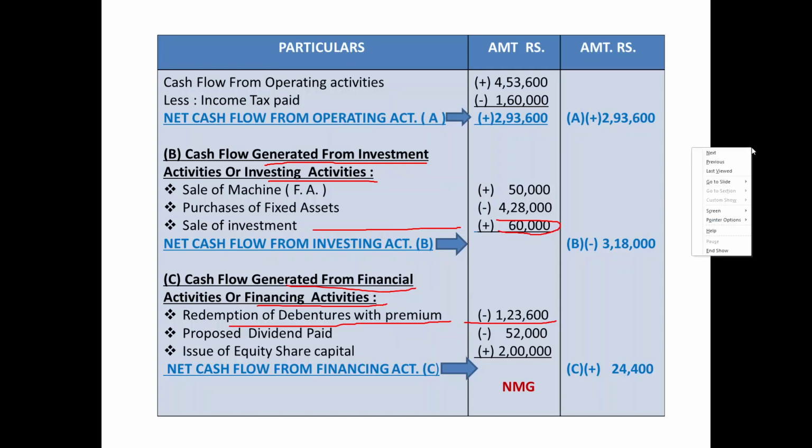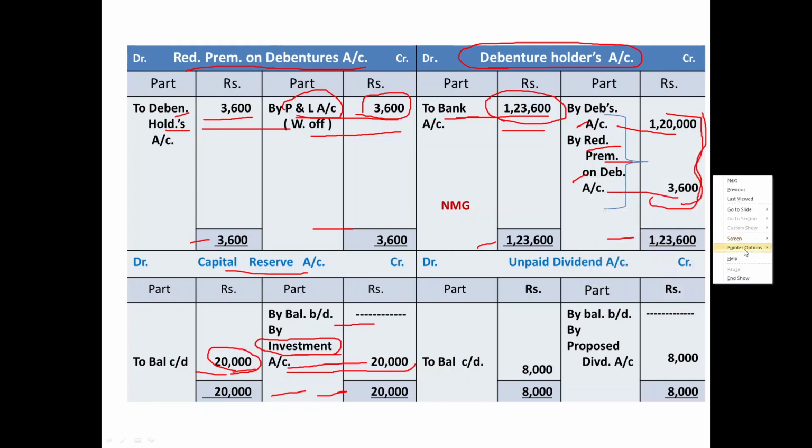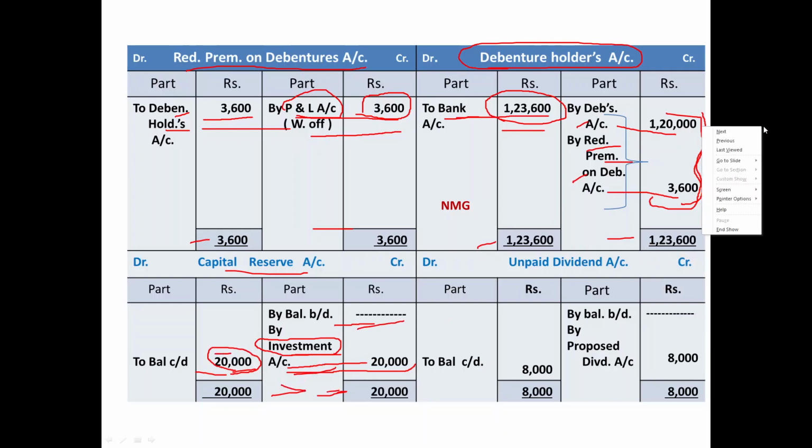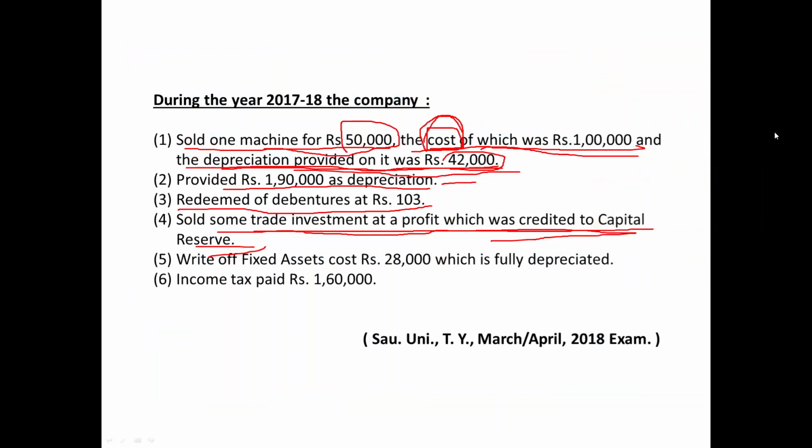Capital reserve account, I already showed you. If you want to see it once again, this is the capital reserve account. Nothing is there which can affect the cash flow. No opening balance, closing balance, transfer of profit, 20,000, account is over. It doesn't affect the cash flow statement. Additional information once again, point number 5.